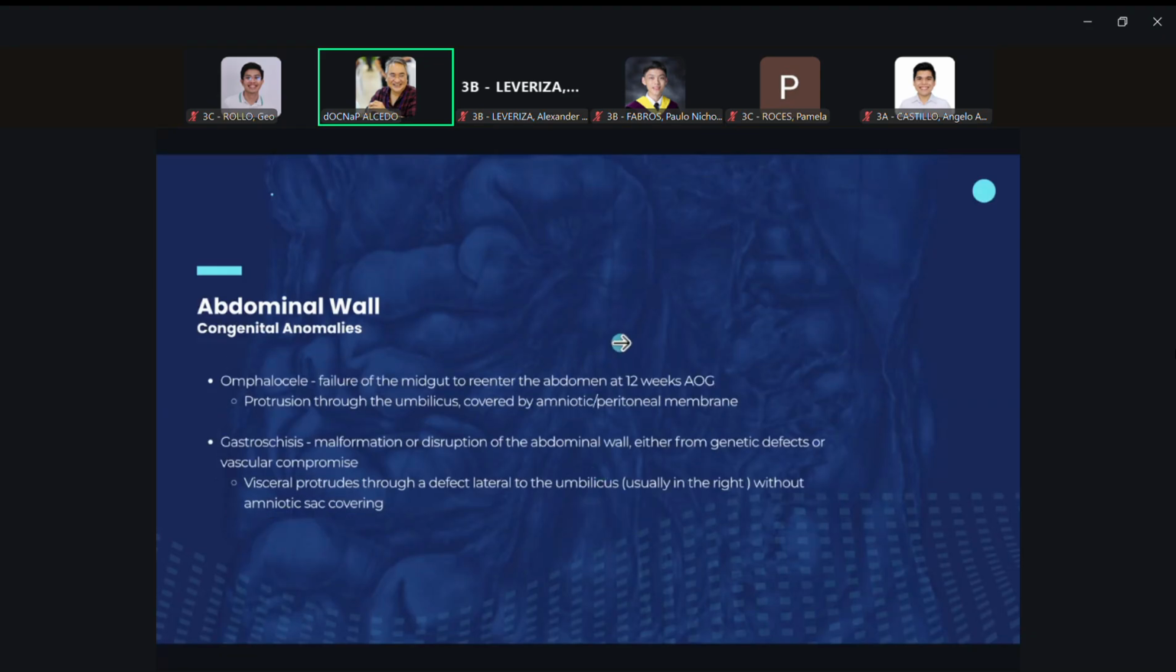There are several defects associated with the abdominal wall, your omphalocele and your gastroschisis. The main differentiating factor here is the presence of your peritoneal membrane covering what is herniating. With omphalocele, there is peritoneum lining, but with gastroschisis, there is none. So, with gastroschisis, there is true disruption of your abdominal wall, either from a genetic defect or a vascular compromise.